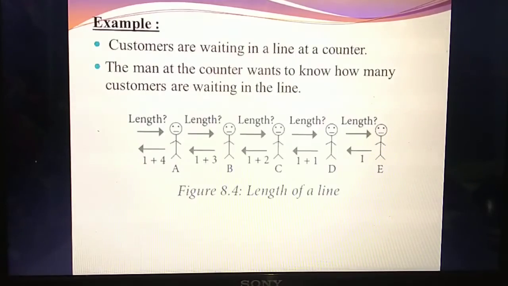Understand? So listen, they have given one example. Customers are waiting in a line at a counter. For example, in a theater counter or bank counter, anything. A counter is there and a lot of persons are standing in the queue. The person who sits at the counter wants to know how many persons are standing in the queue. So what will he do? Simply he will count the number of persons waiting in the queue. That's a normal thing.